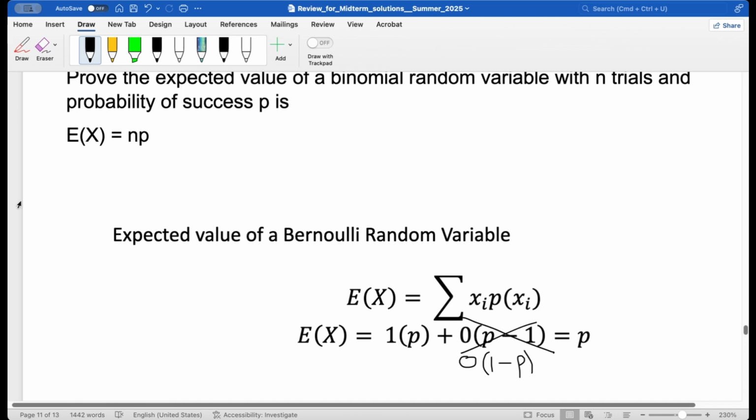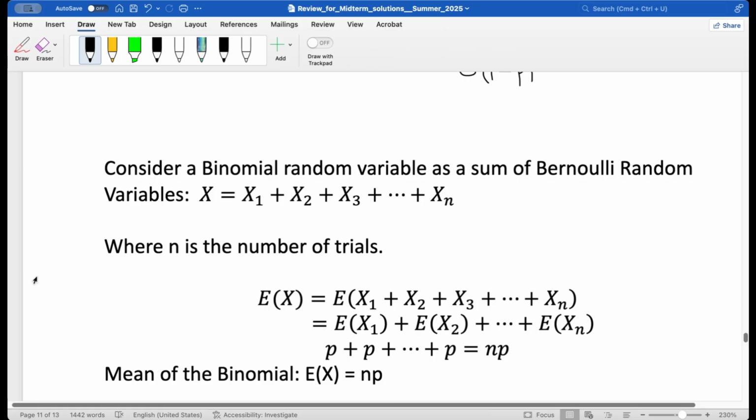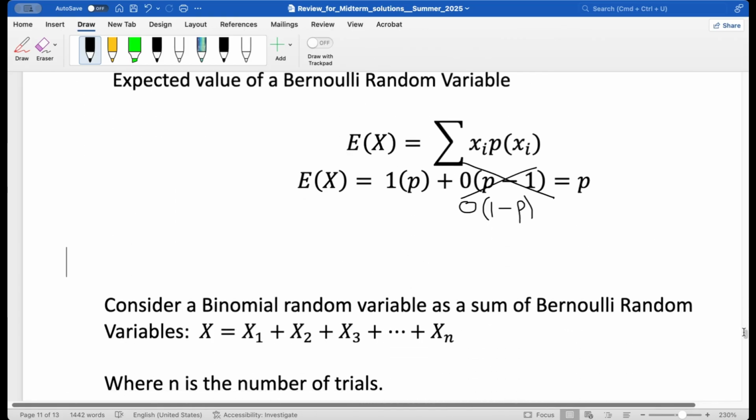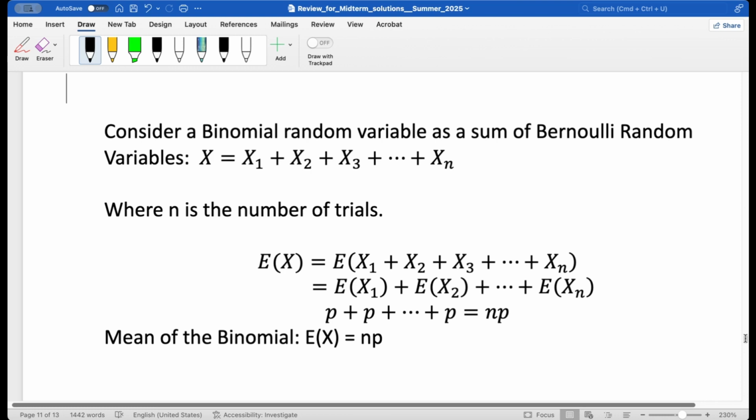So the probability of getting a 1 is p and getting a 0 is 1 minus p. Adding that up, the expected value is just p. So now we can view the binomial as a sum of Bernoullis, and then the expected value of a sum is the sum of the expected value. So you just add up that same value p n times, and you get that the mean of the binomial, expected value of the binomial, is np.